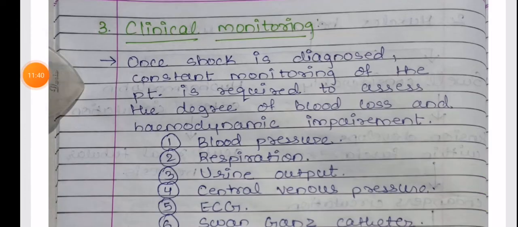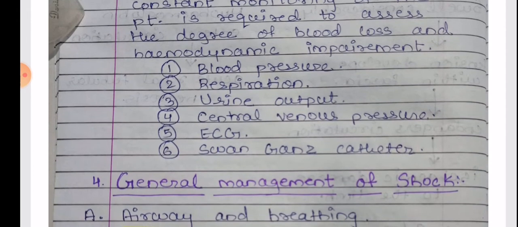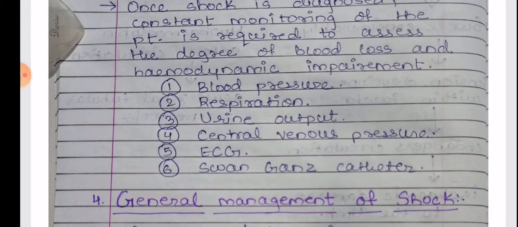After looking at different classifications, now we move into the clinical monitoring of shock. Once shock is diagnosed, constant monitoring of the patient is required to assess the degree of blood loss and hemodynamic impairment. Blood pressure, respiration, urine output, central venous pressure, ECG, and Swan-Ganz catheter are some important points which we need to keep in mind for the management of shock.